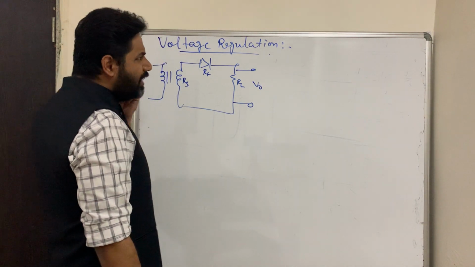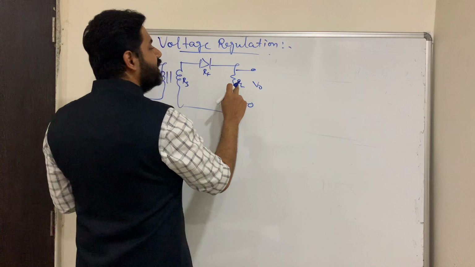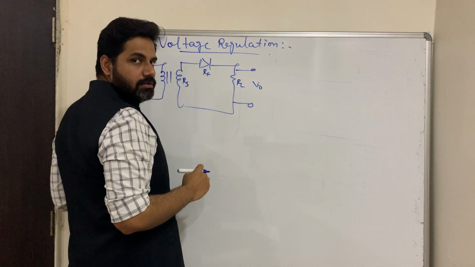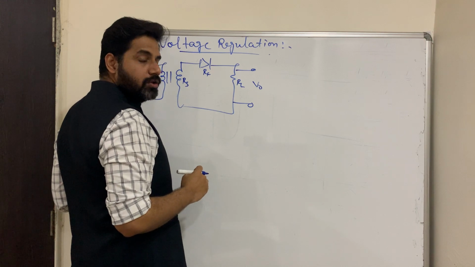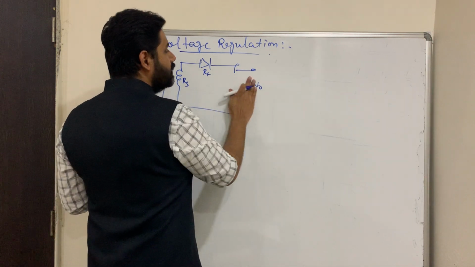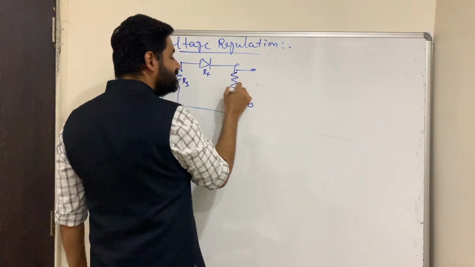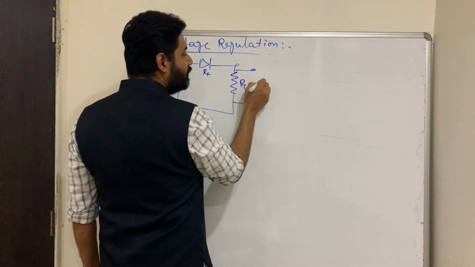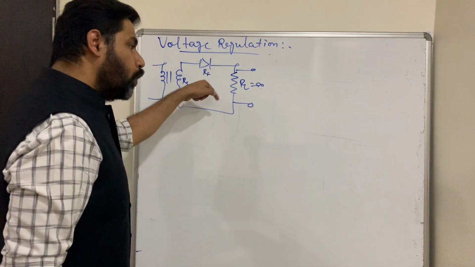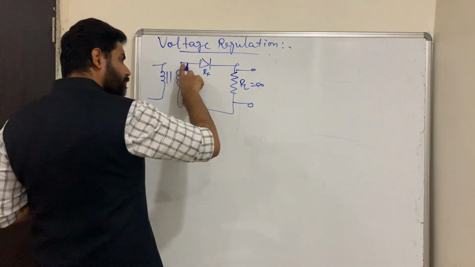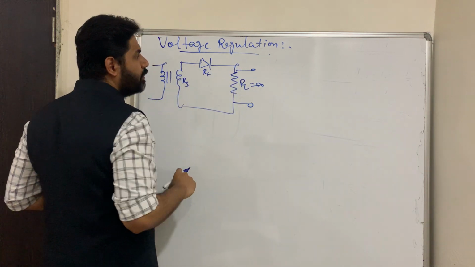So we can say that if no load is connected over here, no doesn't mean zero, no means it is open circuited. Nothing is connected. Open circuited means if I consider the load over here, RL is equal to infinity. No current is going to flow, and whatever voltage comes here, the same voltage will come across this.